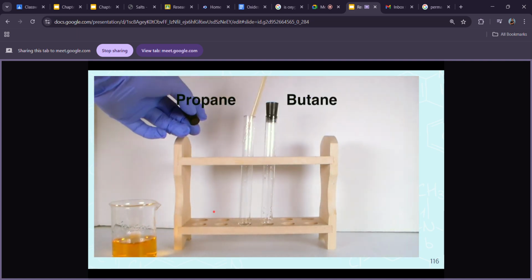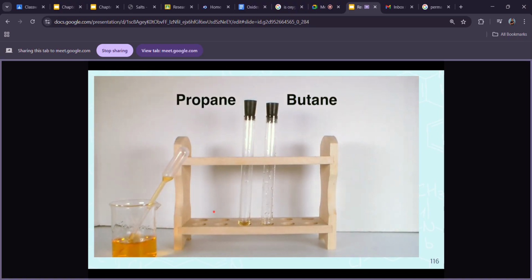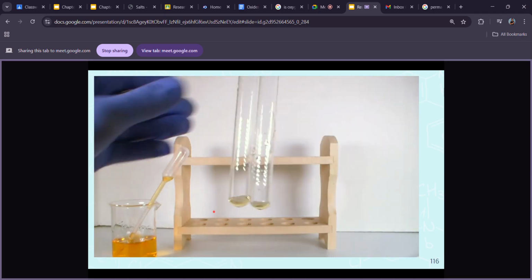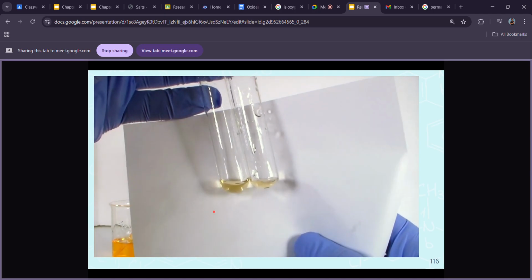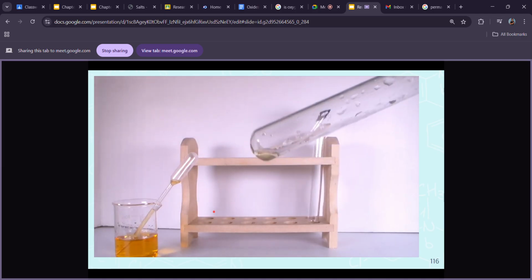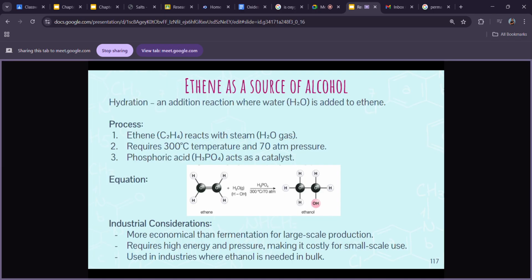You can see that nothing happens and the yellow color just stays the same. However, we can also prove that this reaction doesn't happen with alkanes. Here I have 2 test tubes full of propane and butane, and you can see that when iodine water is added, the color does not change. Well, now you know how to make ethene gas and how to test for it.